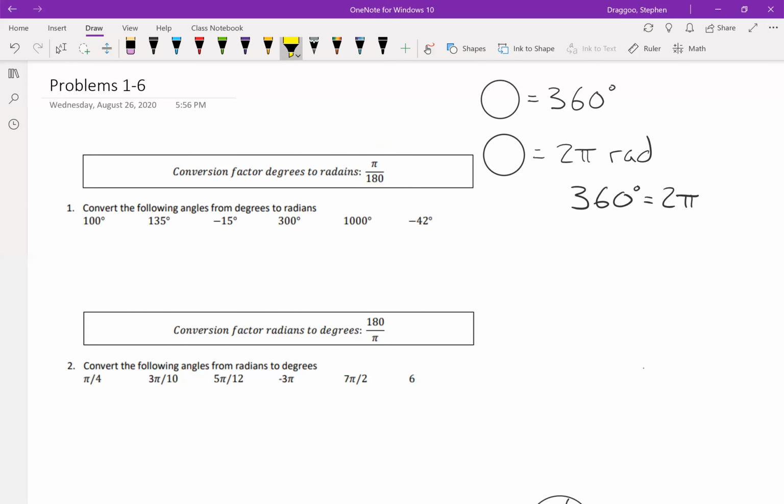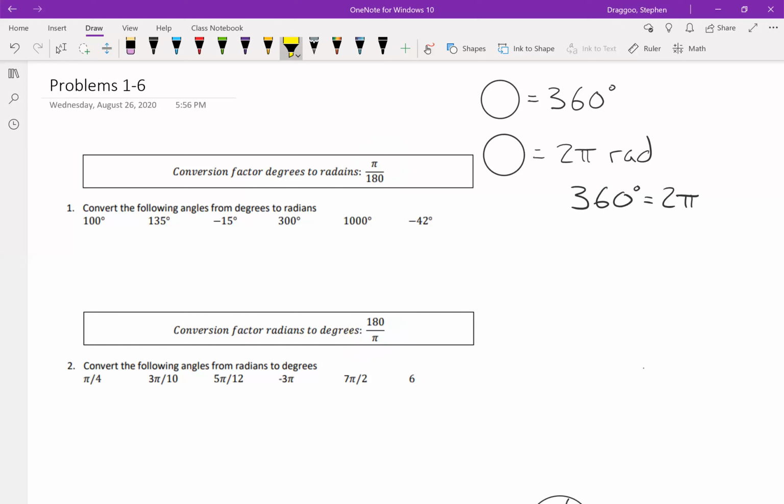Conversely, if I want to go the other direction, from radians to degrees, I can use the conversion factor 180 over pi, which I'm getting from 360 degrees divided by 2 pi radians. Again, I want to go to degrees, so the degrees go on top. I'm coming from radians, so the radians go on the bottom.